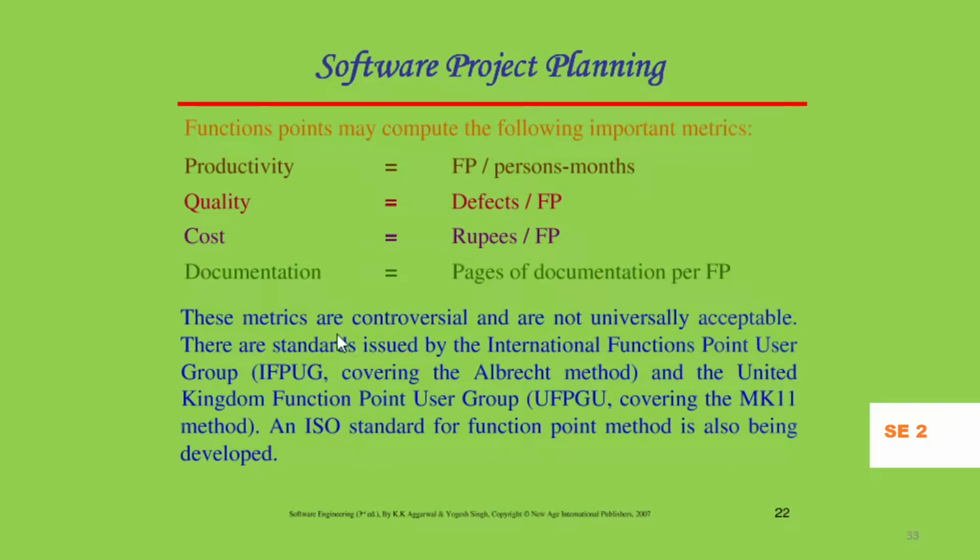These metrics are controversial and are not universally acceptable. There are standards issued by the International Function Point User Group, or IFPUG, covering the Albrecht method, and the United Kingdom Function Point User Group, the UKFPUG, covering the MK II method.